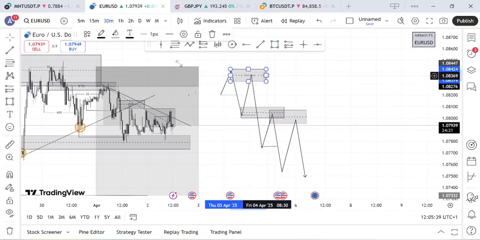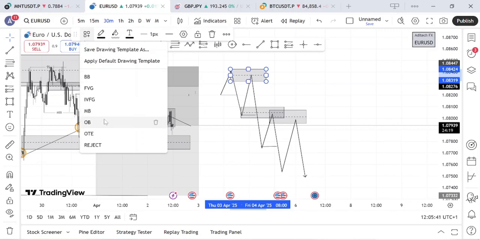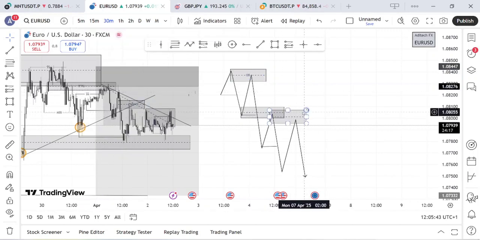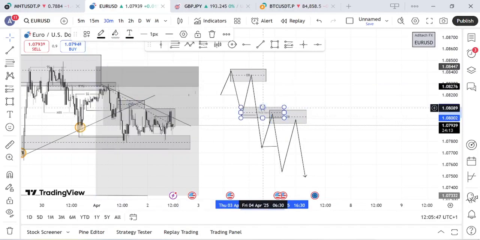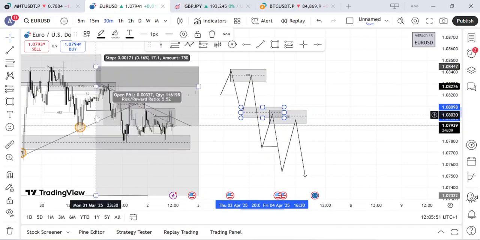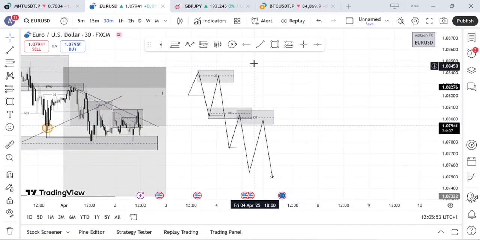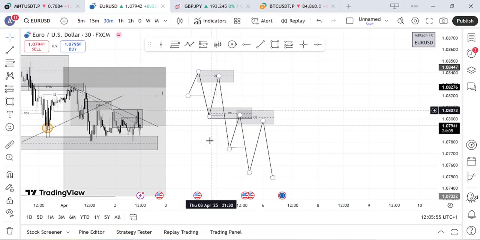So this is an order block, the origin before a break of structure. This is a mitigation block. So what is a mitigation block? It's just your normal trend continuation, break and retest.